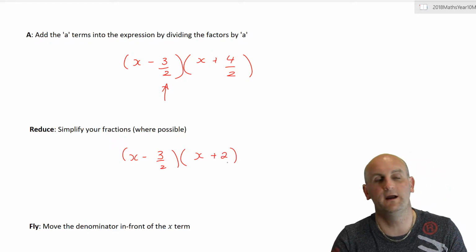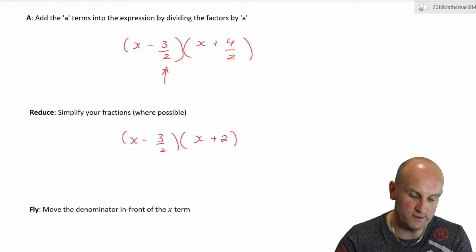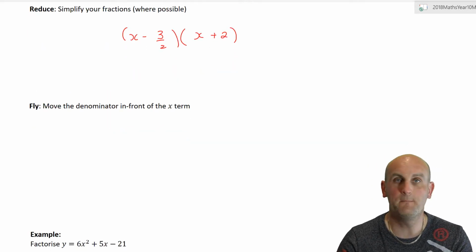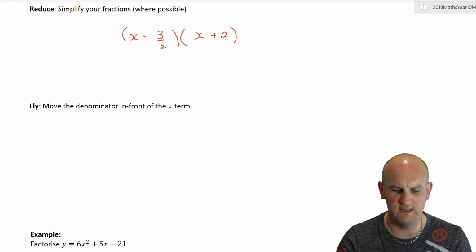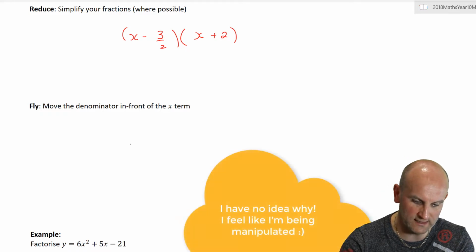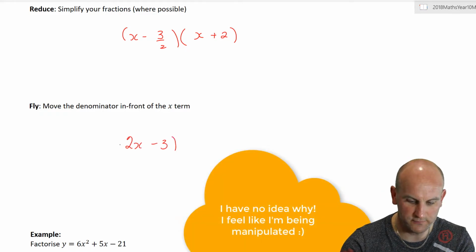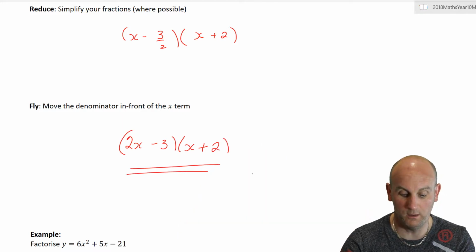And then it says fly. I don't know why. Now, please don't fly really. That's just dangerous. But what it then says is I now multiply where I have a denominator. I just shift it up. I multiply the x term. Random. So that gives me 2x minus 3, x plus 2.